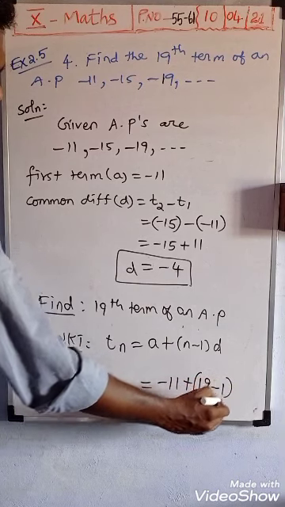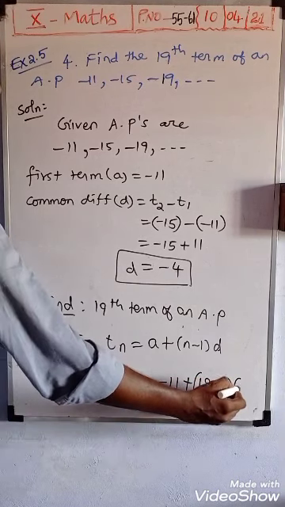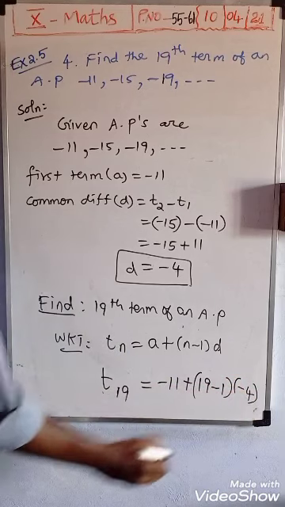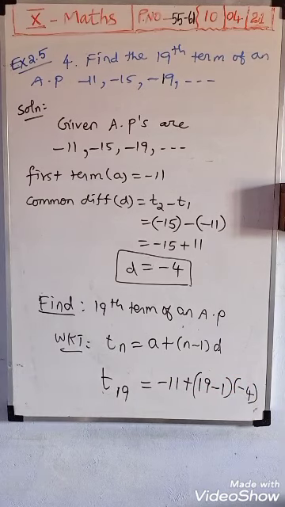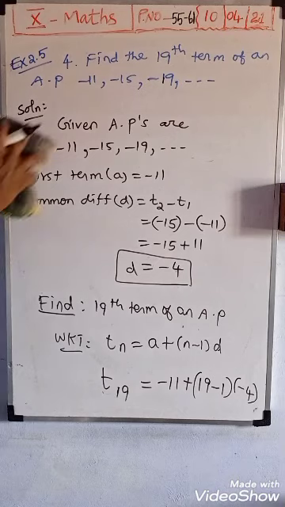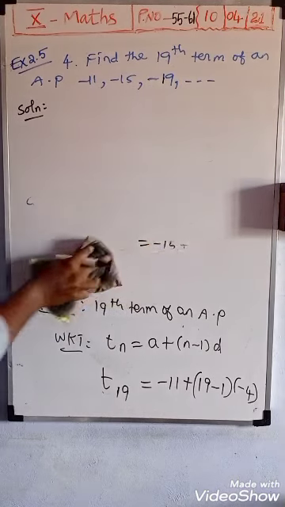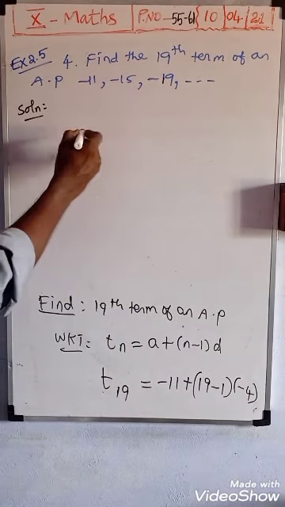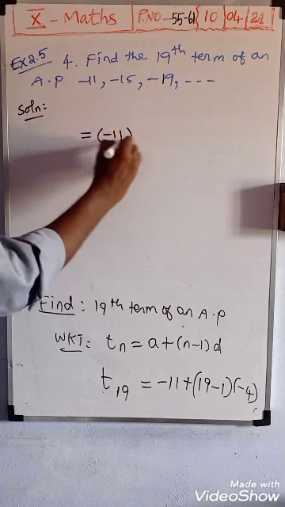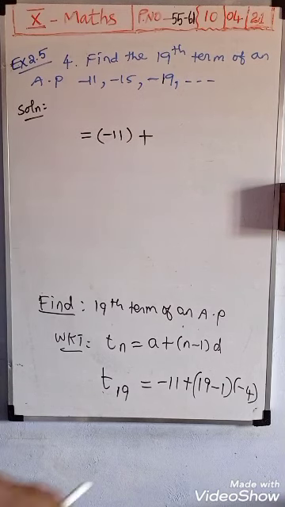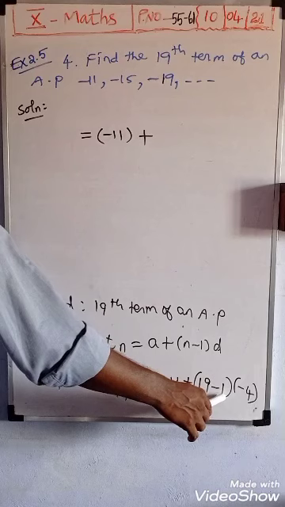19 minus 1 of D is minus 4. D is minus 4. So you should substitute. Then next you simplify, you will receive the answer. Now this is equal to minus 11 plus, first you should subtract 19 minus 1, 18.